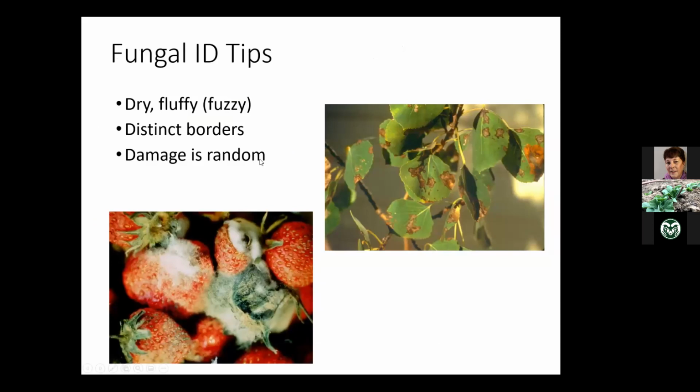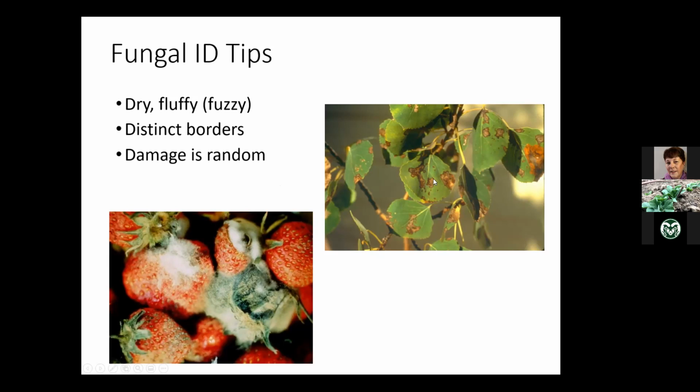Fungal ID tips. Well, for fungal ID, and this is what I tell my students, fungi are fuzzy and friendly. Bacteria are slimy and smelly. Not always true, but for the most part, that's a good generalization. Strawberries, if you see that gray mold that's growing on strawberries, that is a pathogen called Botrytis, and it's fuzzy, right? Oftentimes you'll see distinct borders associated with fungi, but again, like black spot of rose and the apple scab, you won't see that.